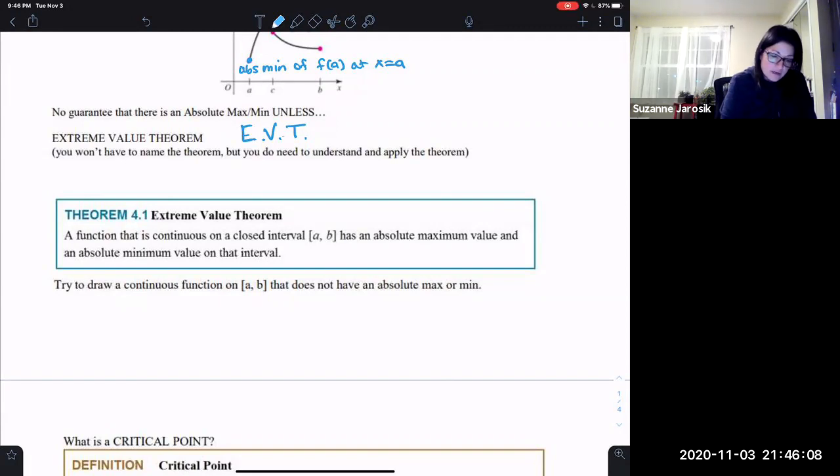So we have the definition. A function that is continuous on a closed interval, a to b, has an absolute max value and an absolute min value on that interval. Guaranteed. As long as you have those two conditions, continuous and closed interval a to b. So if you try to draw a continuous function from a to b that doesn't have an absolute max or min, it'd be pretty hard to do.